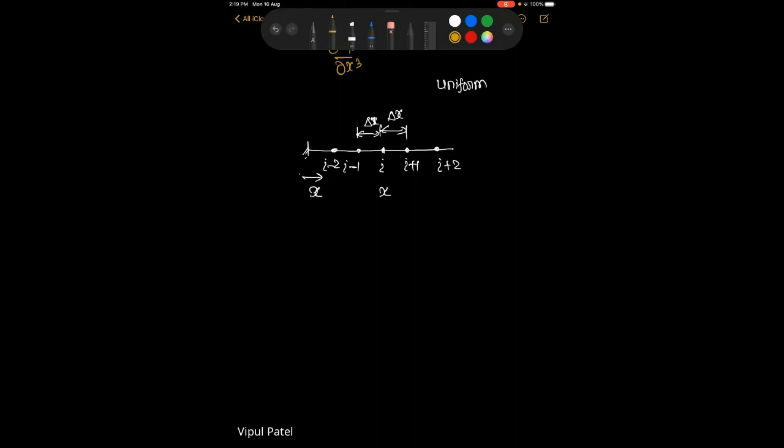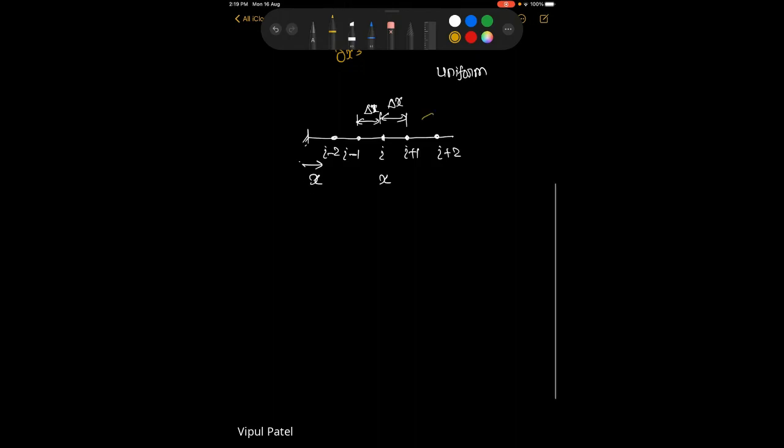So we want to express any function which is at this particular point. So let's suppose this is x. So obviously the position of this particular point is x plus delta x, right? Because the distance between i and i plus 1 is delta x. So we want to express any function at x plus delta x in terms of this particular function, which is f of x. Okay, and this function can be your temperature or velocity, right, or pressure.